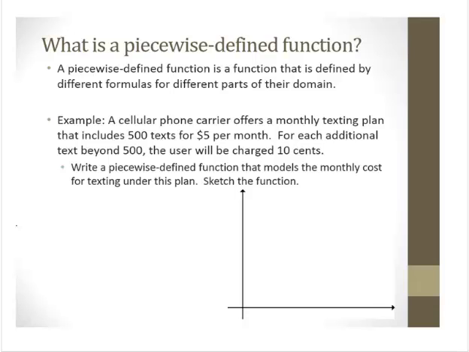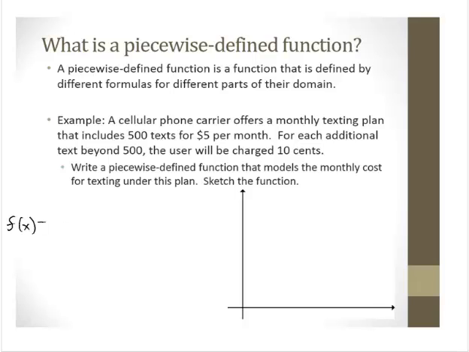Alright, so we want to be able to write a piecewise-defined function that models the monthly cost for texting under this plan and sketch the function. So let's think about this. If you have 0 texts, you're going to be charged $5. 100 texts, still $5. All the way up to 500 texts, you're going to be charged $5 for the month.